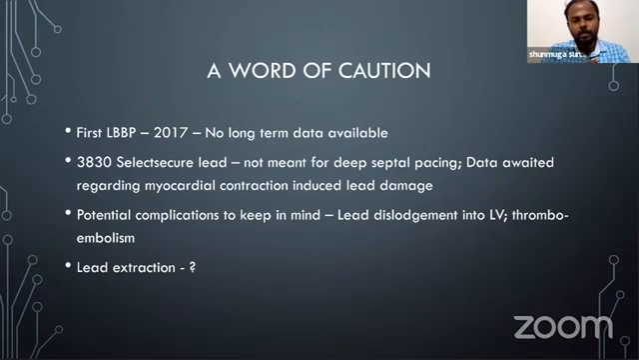And the lead is actually not meant for deep septal pacing. This 3830 lead has been an FDA-approved lead since 2005, and it was used for site-selective pacing. You can use it for ventricular septal pacing, or for atrial septal pacing for capturing the Bachmann bundle. All these things can be done with this lead. It has been in the market since 2005, but it was later adapted for His bundle pacing and subsequently for left bundle branch pacing.